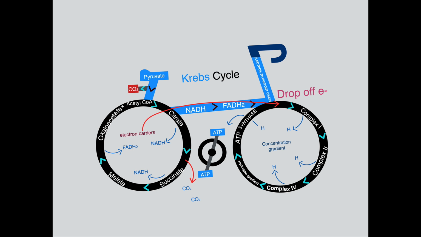If you remember in lecture class, we made an analogy of a child sliding down a playground slide. At the top of the slide, they're high energy, and by the time they get to the bottom, they're low energy. As they move their way down, those complexes, those proteins embedded in the phospholipid bilayer in the inner membrane of the mitochondria, are releasing hydrogen ions into the inner membrane space.